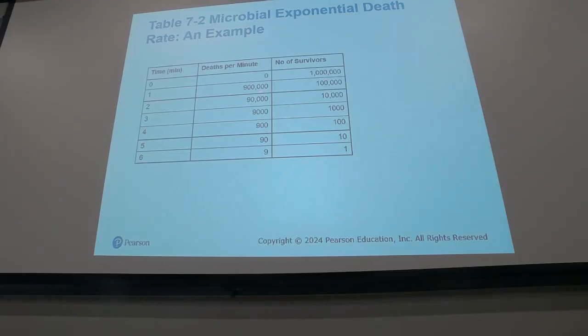So in this case, we have at minute 1 in this table showing you that out of 1 million bacteria or microorganisms that you start with at time 0, you kill 90%, and then you end up with 100,000. Next minute, you kill 90% again, and then you end up with 10,000. And you keep on going until at minute 6, you have 1 survivor.